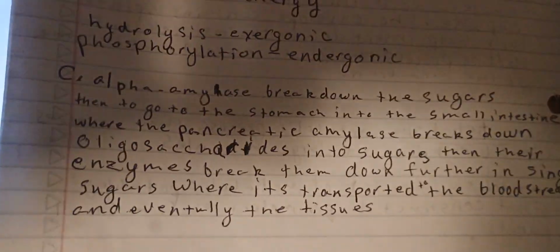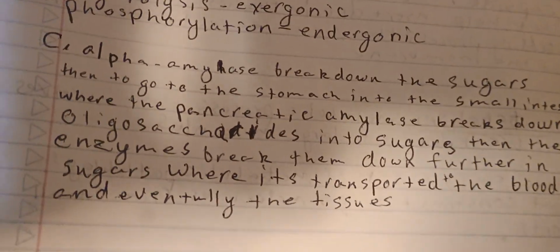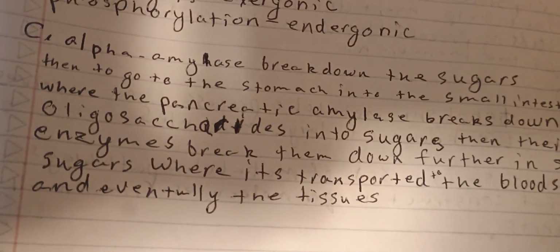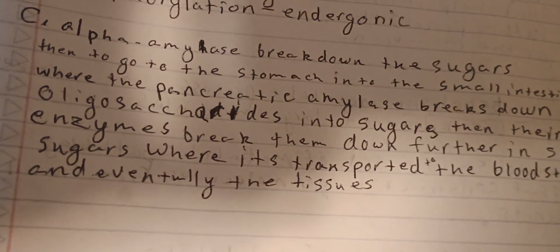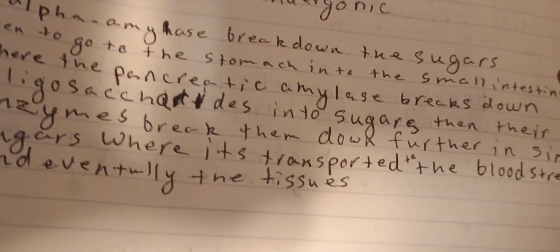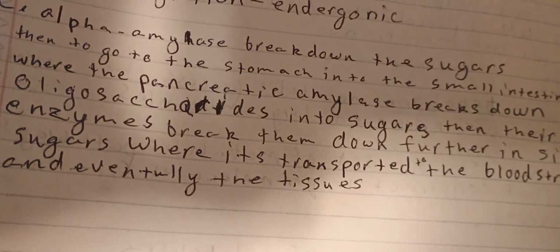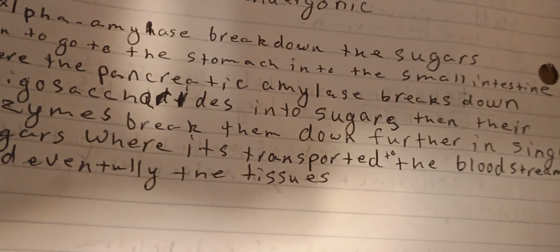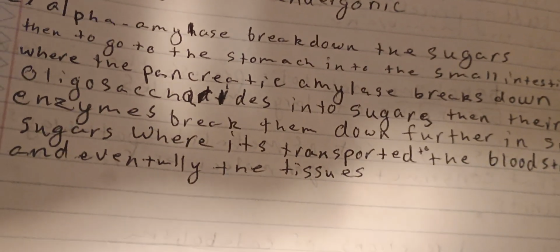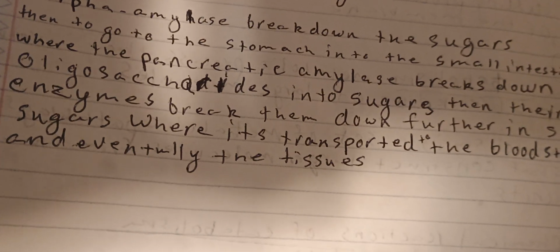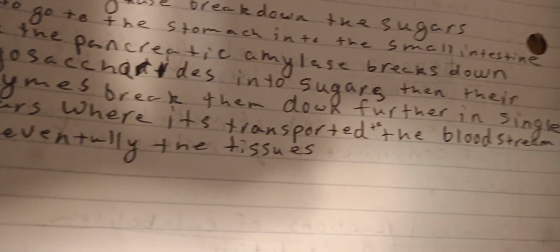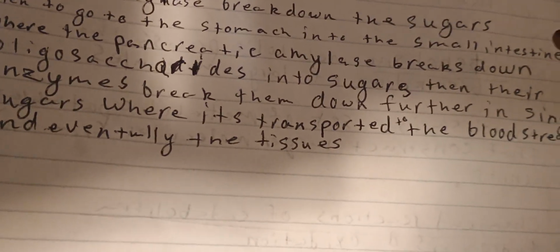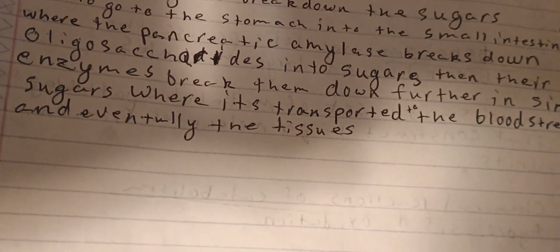3C. In digestion, the alpha amylase breaks down the sugars, then goes to the stomach and into the small intestines, where the pancreatic amylase breaks down oligosaccharides into sugars. Then other enzymes break them down further into single sugars, which are transported to the bloodstream and eventually the tissues.